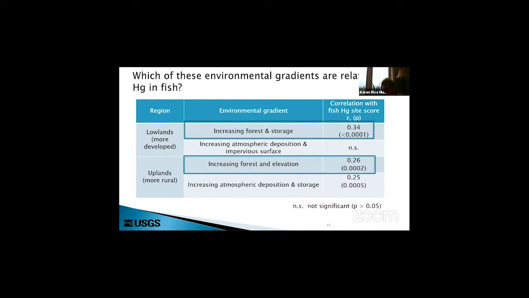In the uplands, we see that the fish mercury site score was positively correlated with both of the environmental gradients. So fish mercury site score increased with increasing forest and elevation, and also with increasing atmospheric deposition and storage. Again, storage is an indicator of wetlands in part.